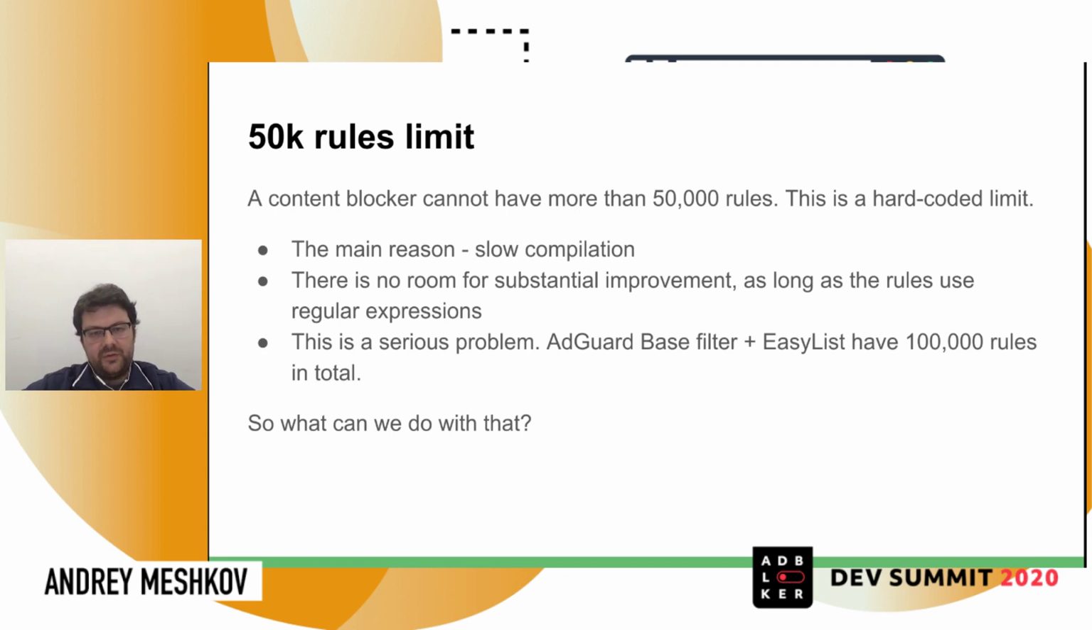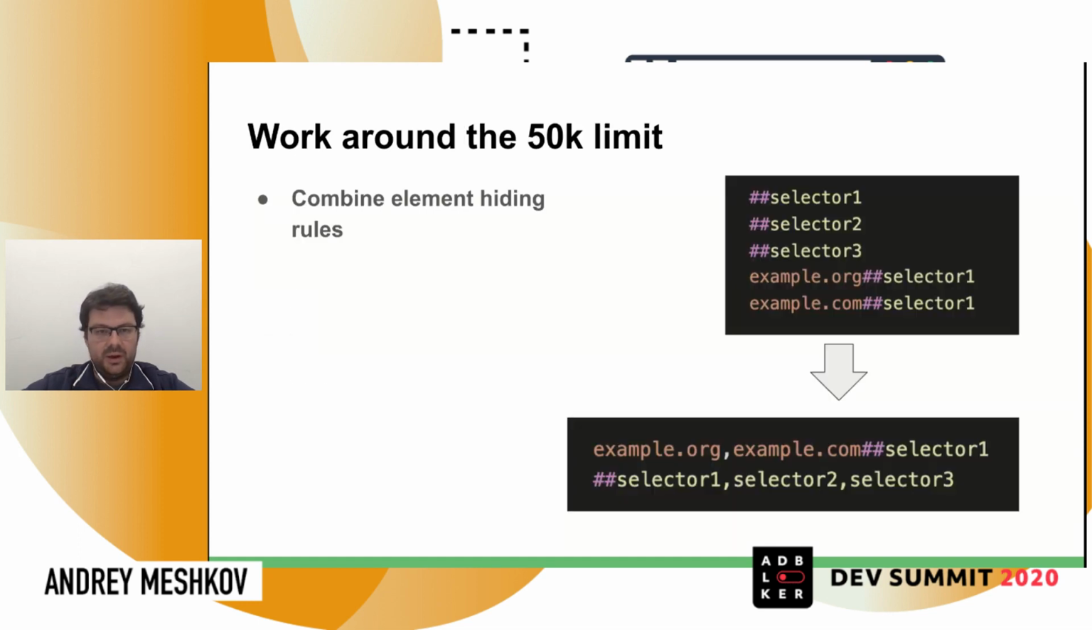And this limit itself is a major problem. AdGuard Base filter plus EasyList have 100,000 rules in total. They simply do not fit into the limit. So what can we do with that? And we can do a couple of things.